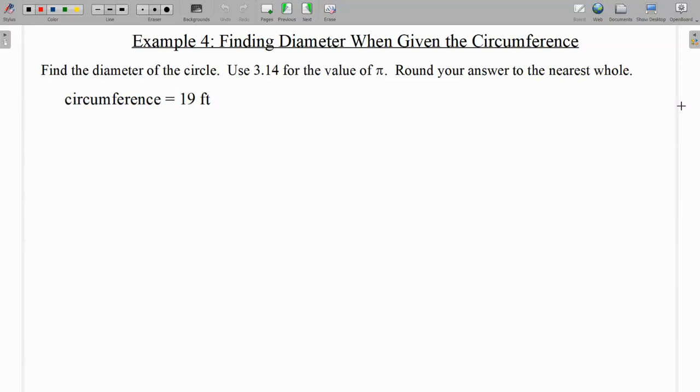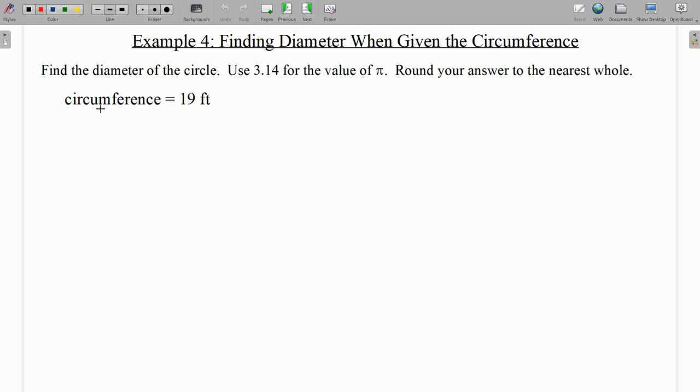In example 4, we're going to be looking at how to find diameter when given the circumference. Our directions tell us to find the diameter of the circle, use 3.14 for the value of pi, and then round your answer to the nearest whole. So we're also given that the circumference of the circle that we're looking at is 19 feet.